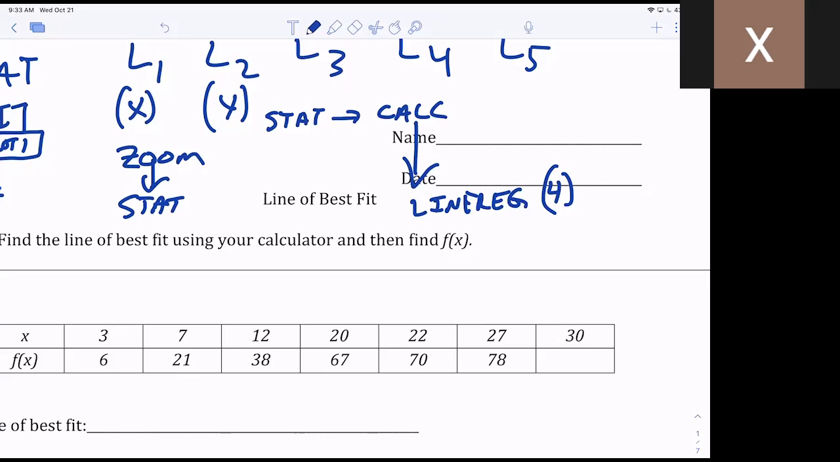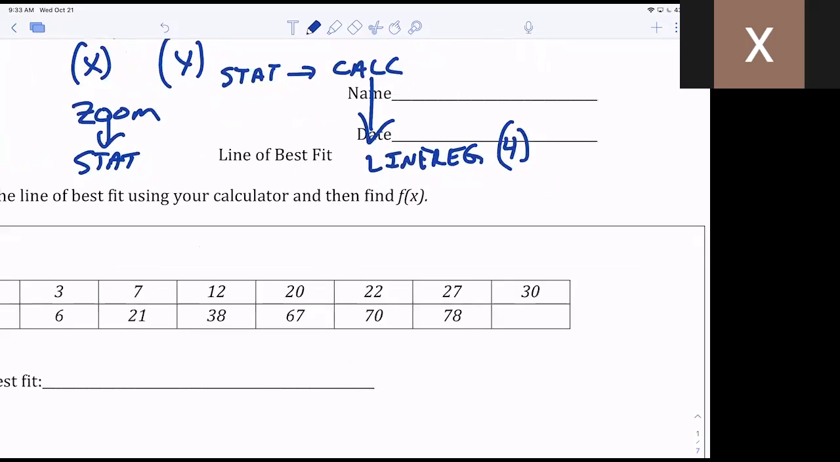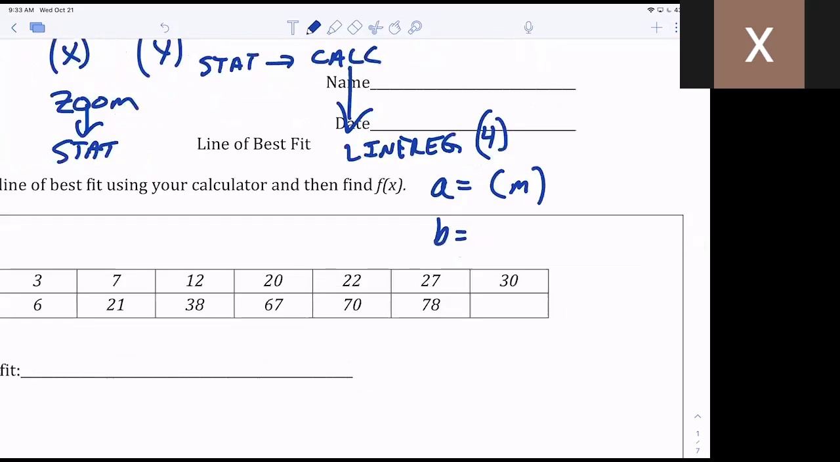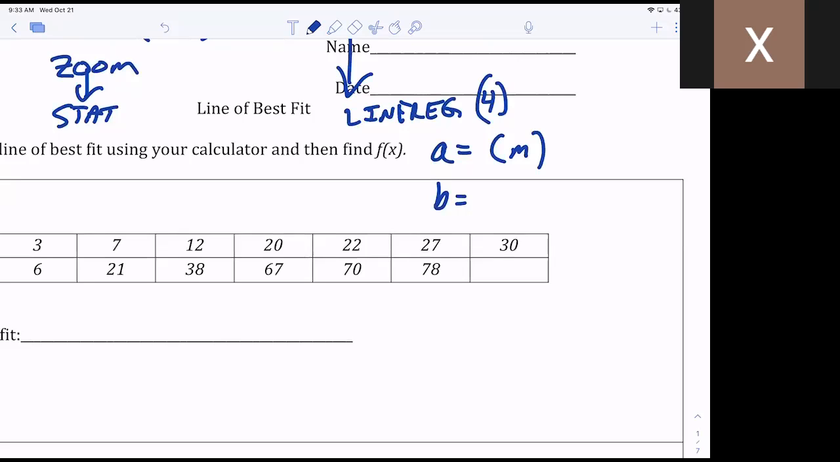And then the numbers come up where it says A is equal to something and B is equal to something. Now, if I were in charge of Texas Instruments, I would go back and please rename A to M, because M is the slope. I don't know why they did A. But now, I want someone to tell me what A is on their calculator.